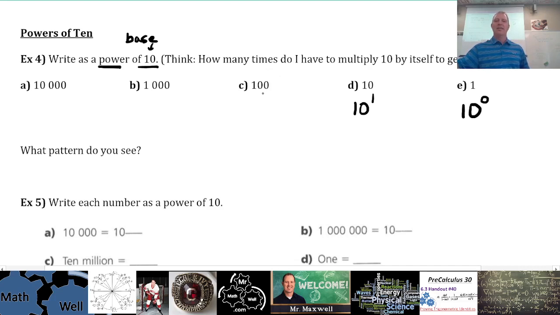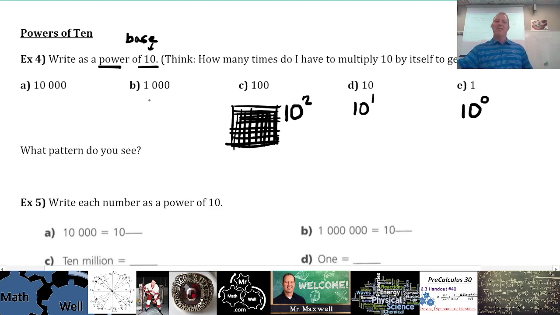100. Think about a block or a square: 1, 2, 3, 4, 5, 6, 7, 8, 9, 10 squares, and 1, 2, 3, 4, 5, 6, 7, 8, 9, 10. It's 10 by 10, right? That is 100. So 100 as a power of 10 would be what? 10 to the power of what? Well, not 10 to the power of 10. I heard a 2, it's 10 to the power of 2. It's 10 times 10, right.